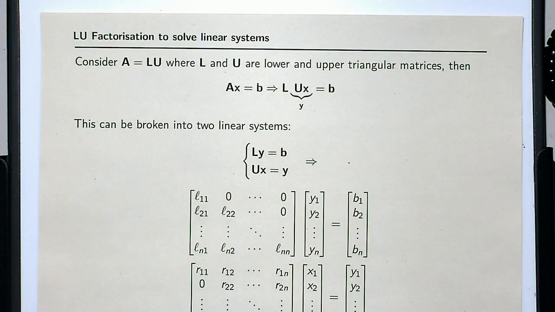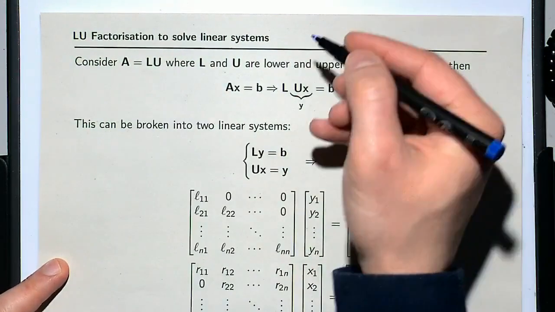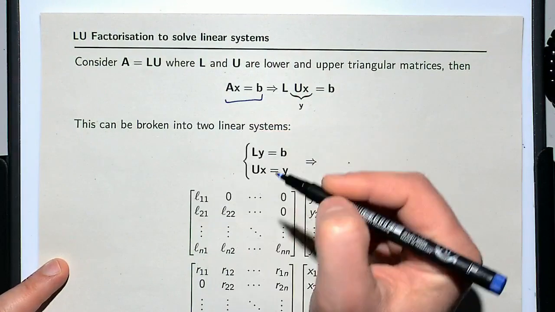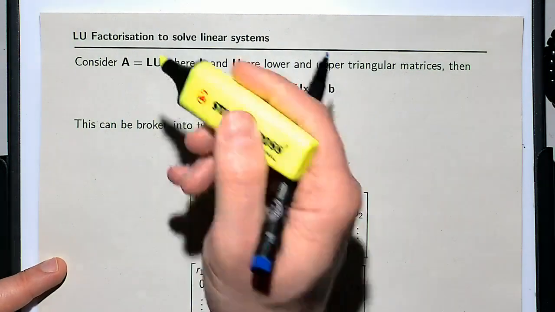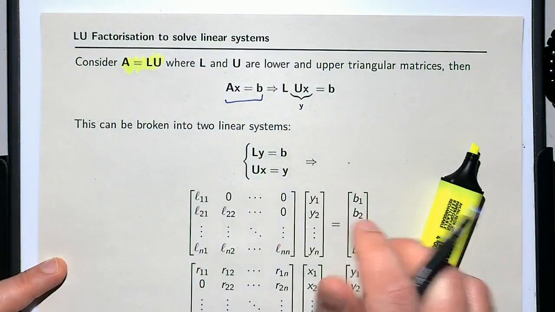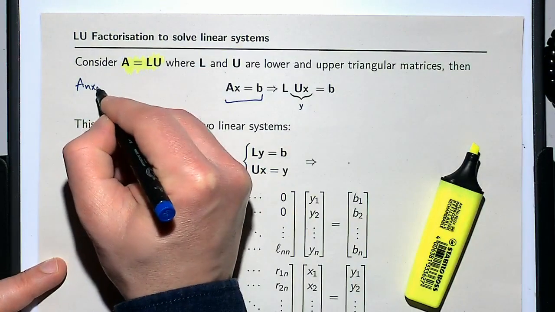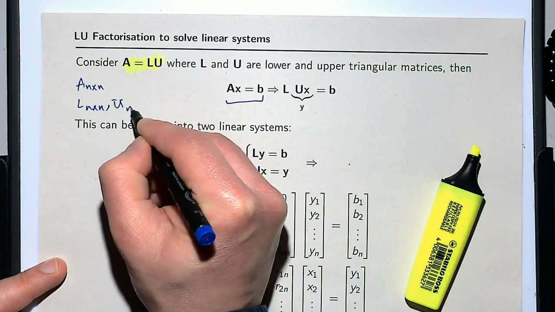So if we have this matrix A, again, as a recall, we are solving this linear system of equations. A is the coefficient matrix, X is the solution vector, and B is the right-hand side vector. Okay? So A can be decomposed as this. It's the multiplication of L by U. So A is n by n, and L is n by n, and U is n by n.